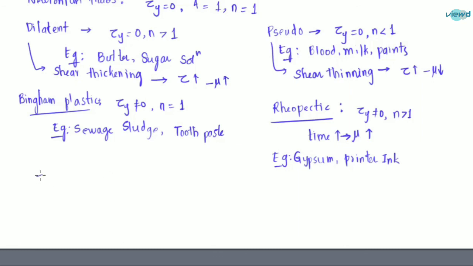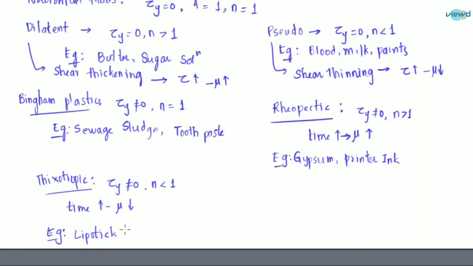And last is thixotropic. In thixotropic, tau y is not equal to 0 and n is less than 1. Here, as time increases, viscosity decreases. Examples of thixotropic fluids are lipstick, as time increases this lipstick will be more liquid, and ice cream. So these are the Newtonian and non-Newtonian fluids.